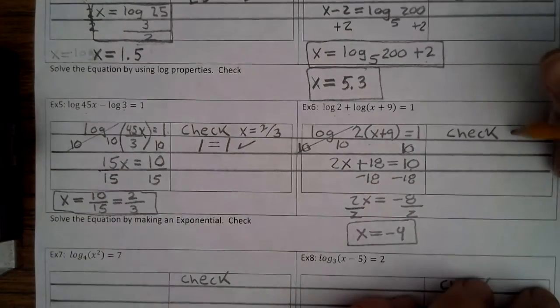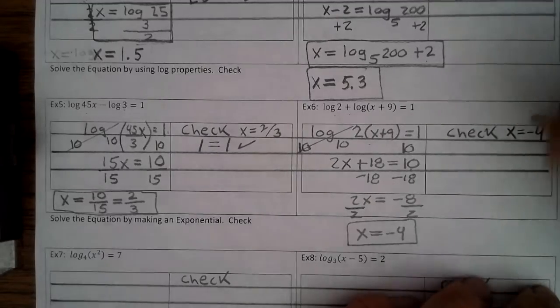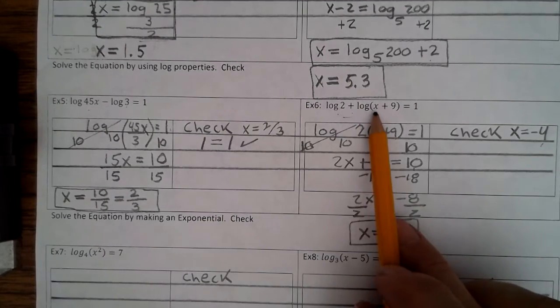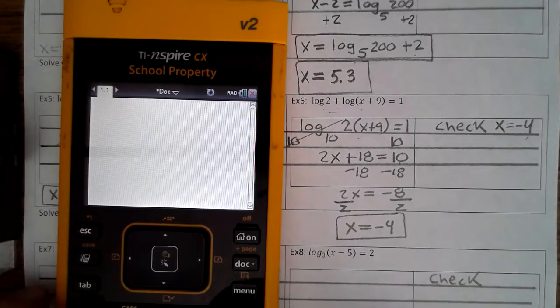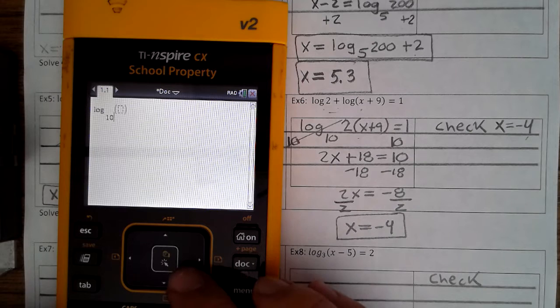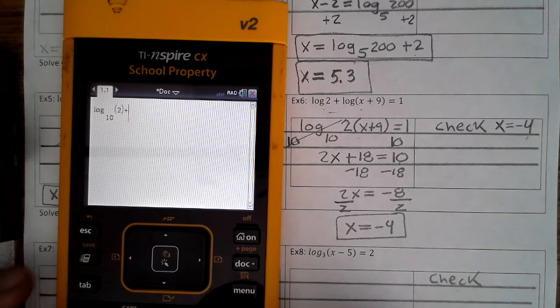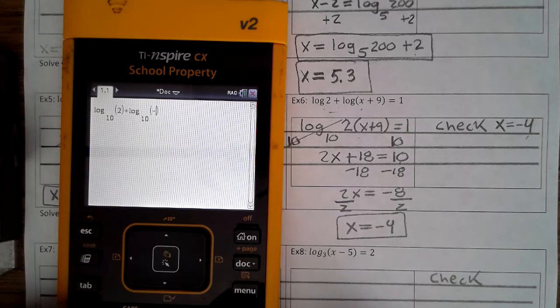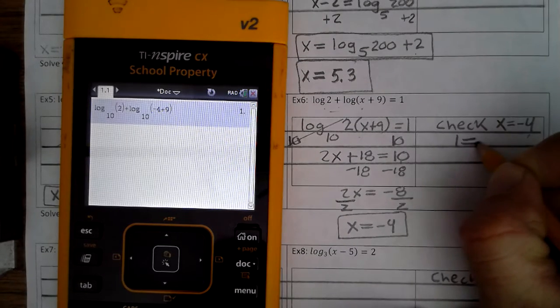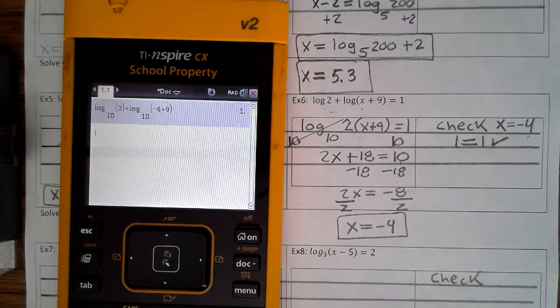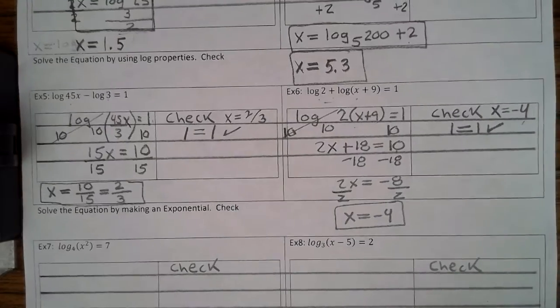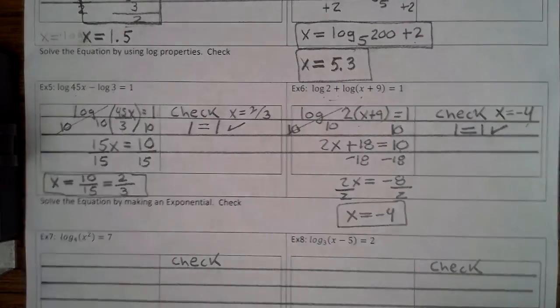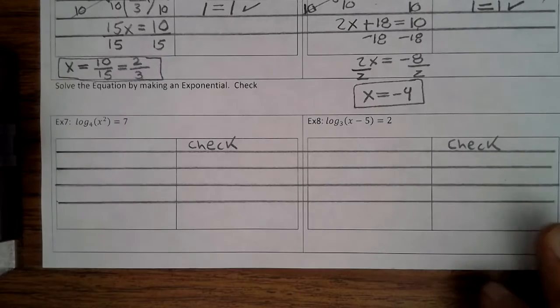Okay, so now we need to check x equals negative 4. We're going to plug that number in for x. So control log, remember if there's no base, we assume it's 10, of 2 plus control log base 10 of negative 4 plus 9. 1 equals 1, so this checks. Okay, go ahead and finish up example 6. Okay, now example 6 is complete. Let's take a look at example 7.